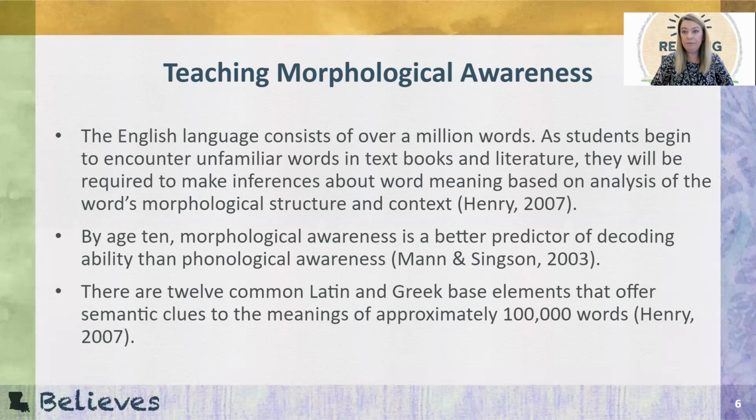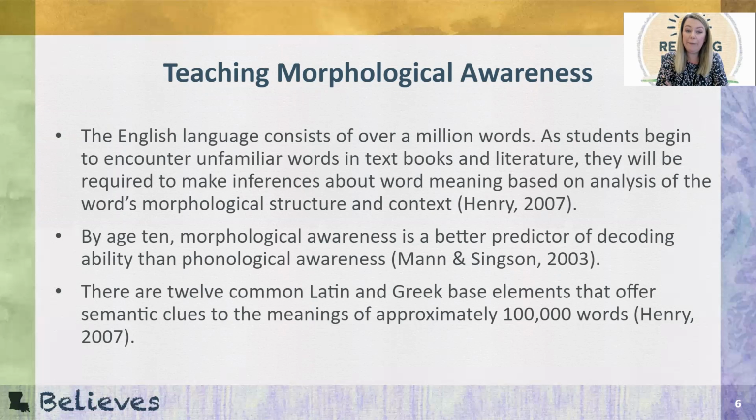By the age of 10, morphological awareness is a better predictor of decoding ability than phonological awareness. Decoding and phonological awareness may be a little Greek to us in the middle school and high school world, but basically what this statement is saying is that morphological awareness, the ability to understand different morphemes and their meaning, predicts better reading ability or decoding ability than just sounding out the words. So this is exciting as well.